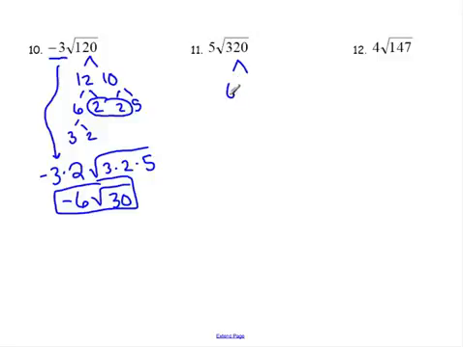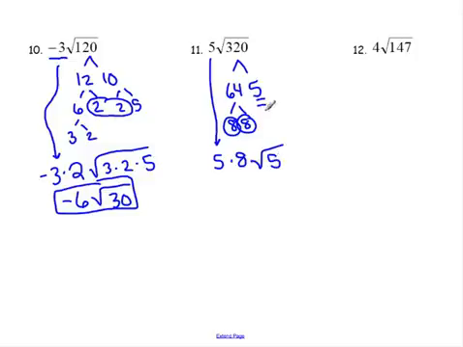Welcome back. The biggest perfect square that you guys can take out of 320 is 64. That breaks down into just simply 8 and 8. I have a 5 out front that I'm bringing down. I'm going to multiply that by my pair of 8s here, and then I still have a 5 left over right here. That's going to go in the radical. So I have 40 times the square root of 5.